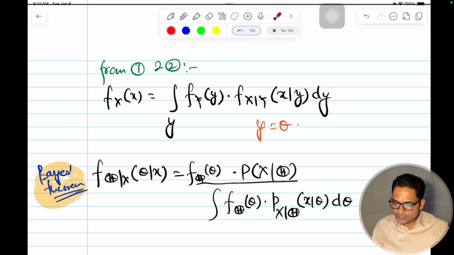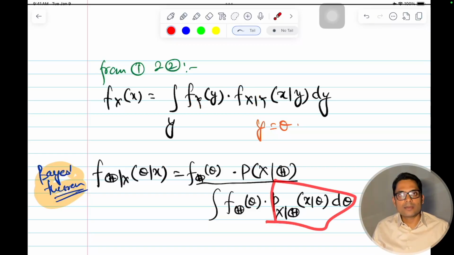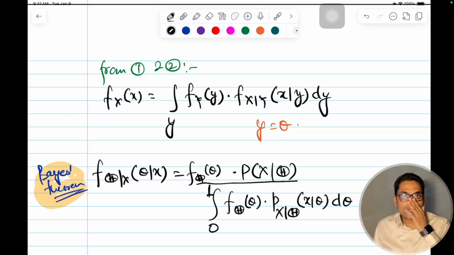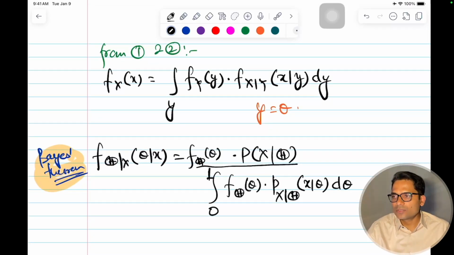This is f of theta into f of x given theta. Again, this was for continuous. In our case this is Bernoulli, that is discrete. And what will be the range valid here? This is valid from 0 to 1, this is not our complete pi. Where is the range of my theta? The theta is from 0 to 1.